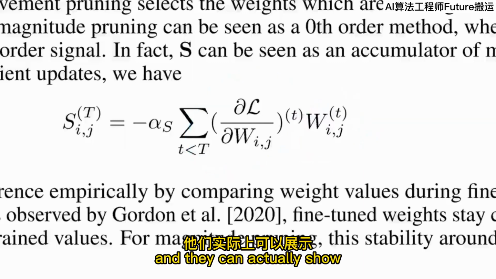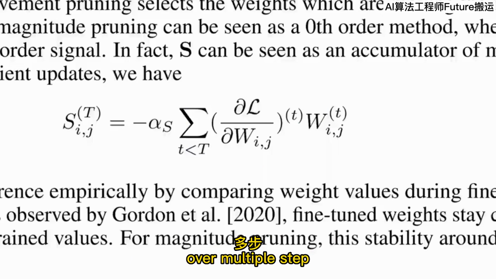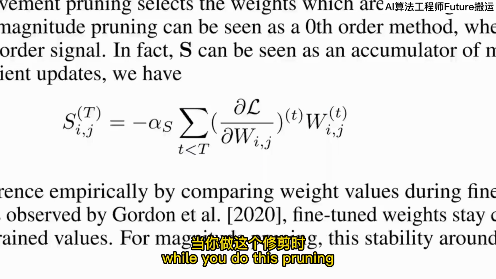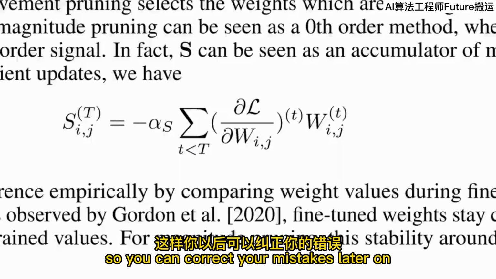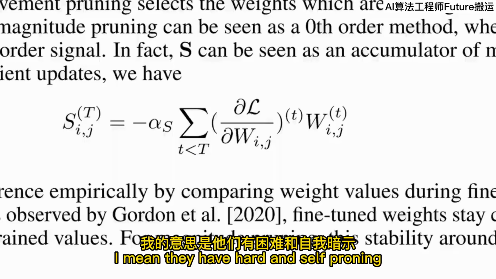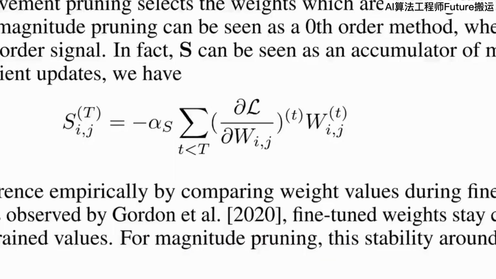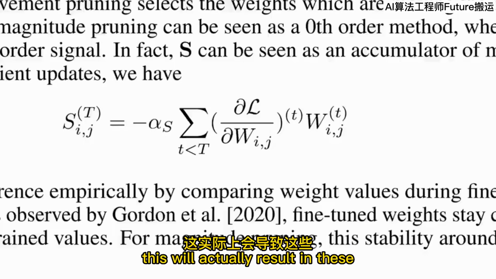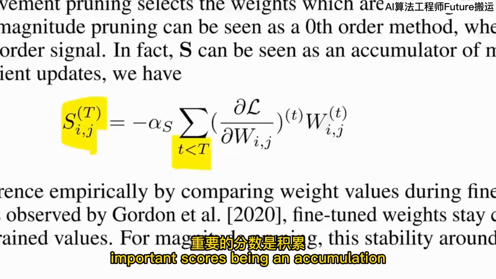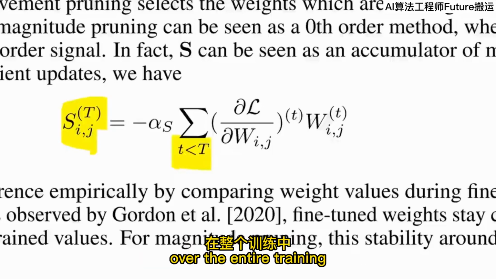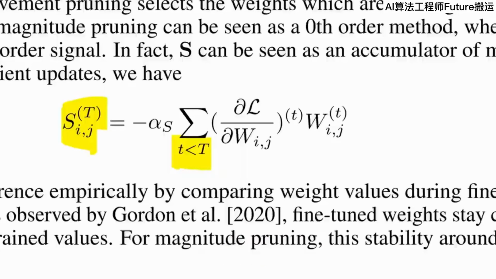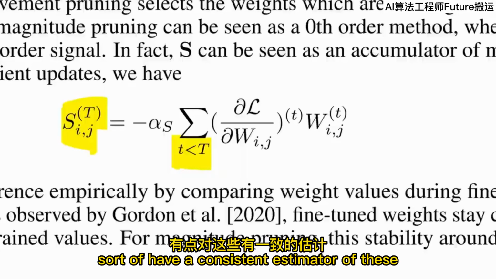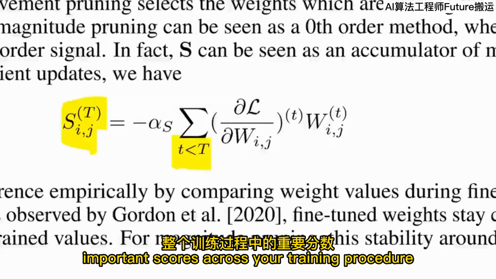And they can actually show mathematically that if you do this over multiple steps, so you optimize while you do this pruning, and they do some sort of a soft pruning, so you can correct your mistakes later on. I mean, they have hard and soft pruning, but in any case, they can correct their mistakes later on. This will actually result in these importance scores being an accumulation over the entire training of this quantity. And that's pretty cool, because that means eventually you'll have a consistent estimator of these importance scores across your training procedure.